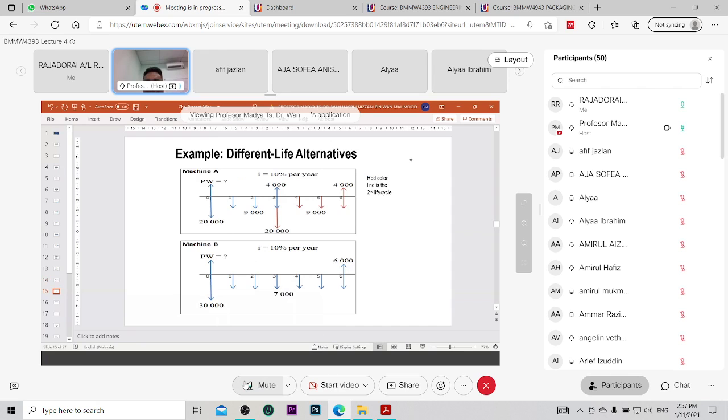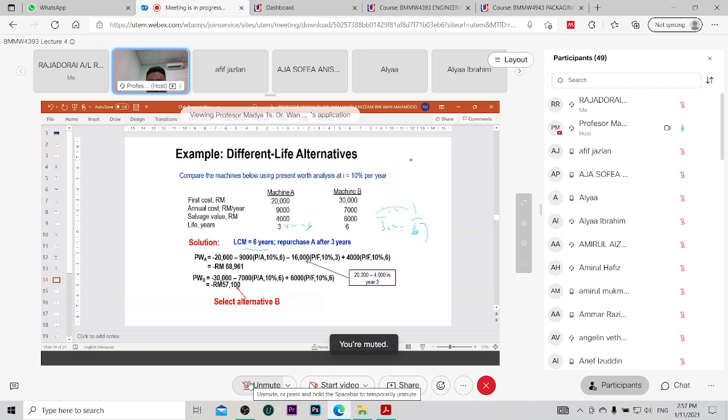From your understanding, correct or not? Tak tahu. Raja, oh, betul kan? Dia buat 2 kali. So yang ni machine B 1 cycle, yang ni pula dia macam 2 cycle supaya match dengan machine B. Yes. Okay, boleh faham. That's why they call it repurchase after a years. Remember, just now, equal life. This one, different life.